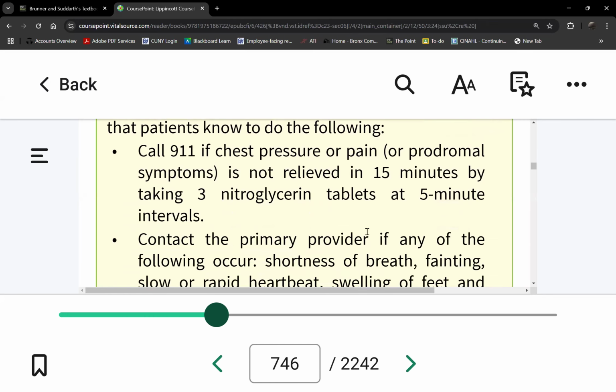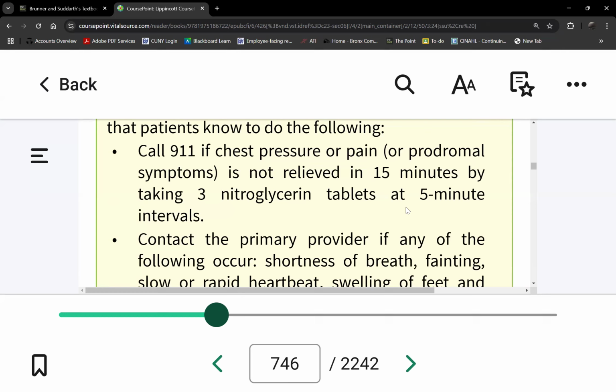And here's your teaching. Please disregard, look at the first. Do you agree with the first bullet? Call 911 if pain is not relieved in 15 minutes by taking 3 nitroglycerins. Do you need to wait? No, because if you wait, then you lose time. Remember, time is muscle. So when do you call 911? After the first one, not after 3.